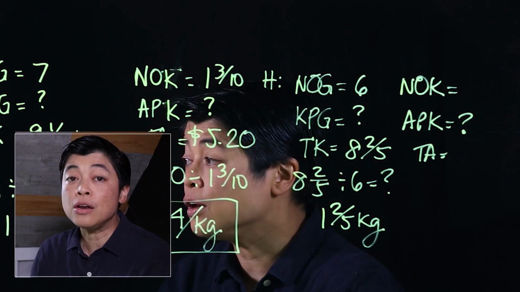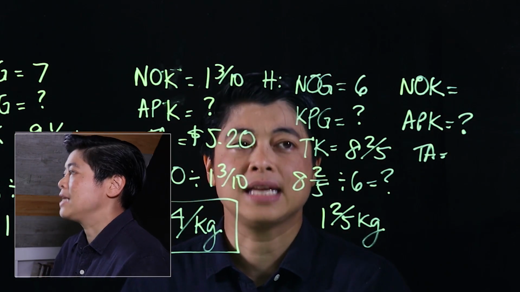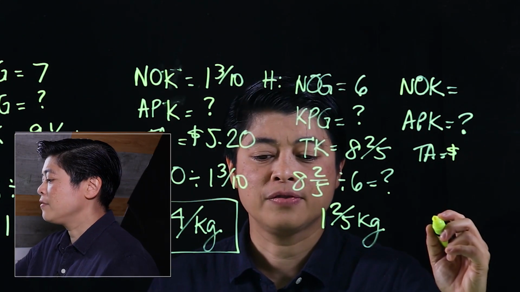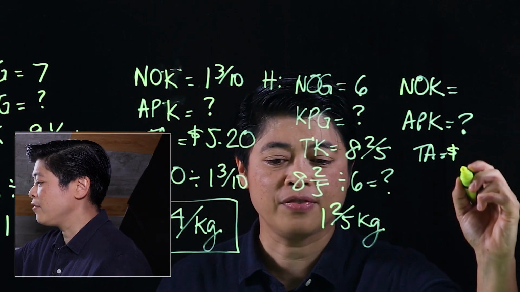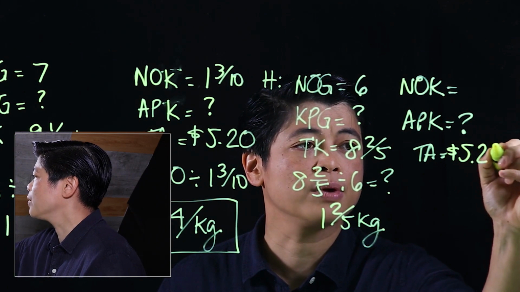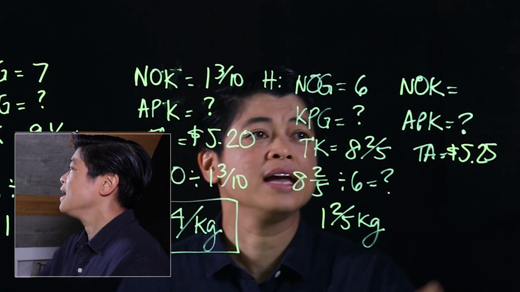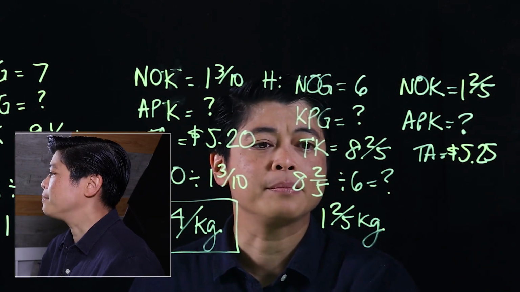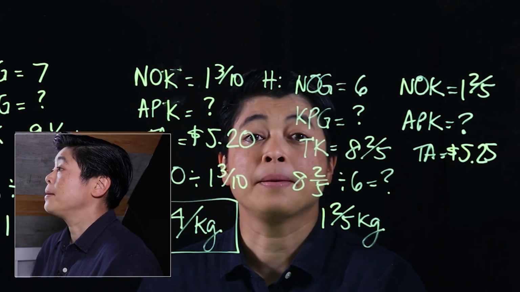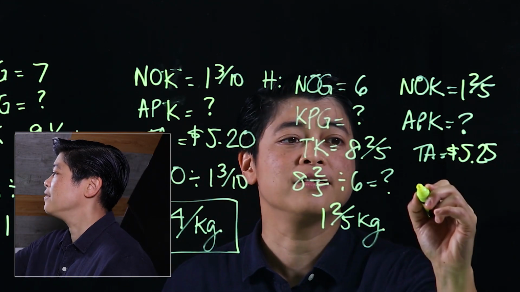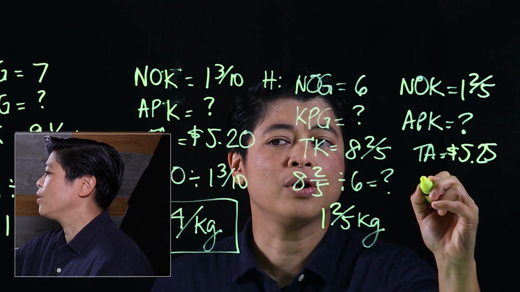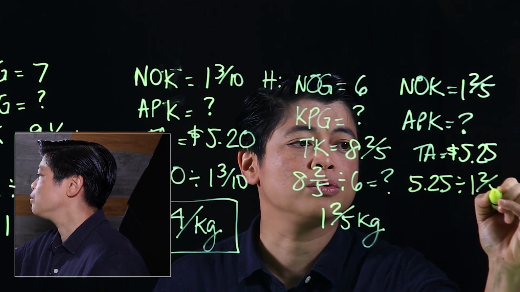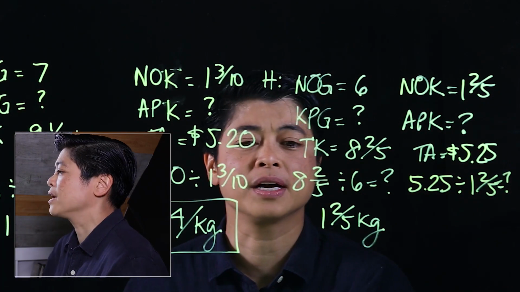Okay, this is the question. How much per kilo did Hassan sell? So he sold for $5.25, and a bag has 1 2/5 kilograms. So again, since the per is missing, this is a division problem. $5.25 divided by 1 2/5 equals question mark.